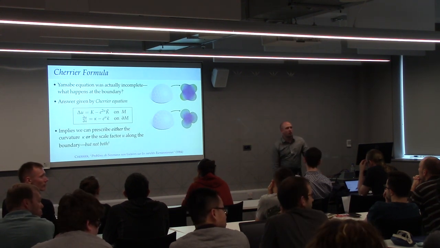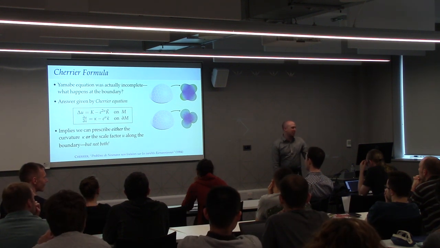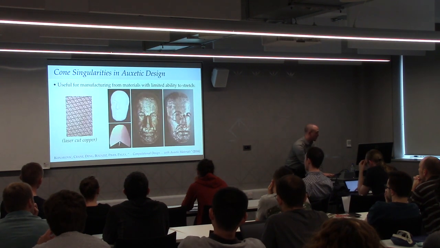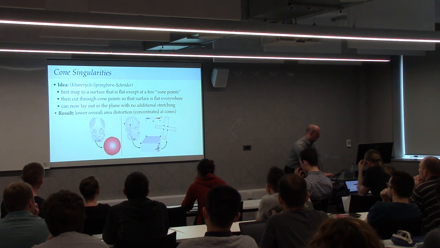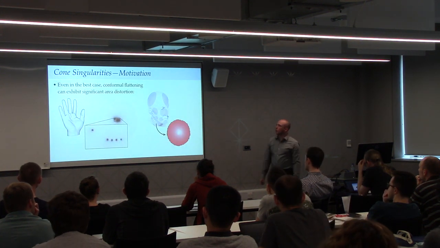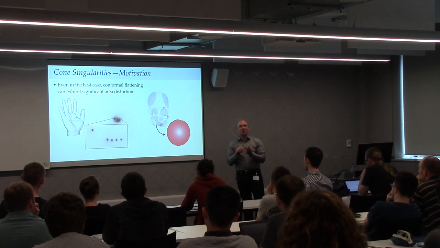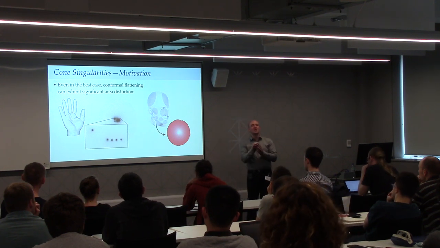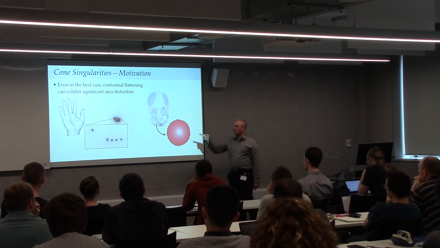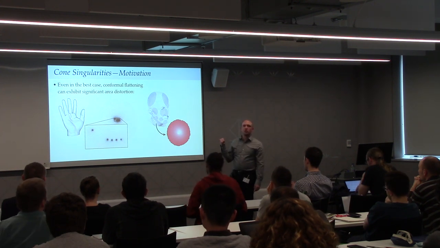Yes. This is a great question, though. It's a terrific question. And actually, this is a great question because it's an open question. So for this hand, where would I put cone singularities such that I get the least area distortion? Well, you might have some intuition. There should probably be some cone singularities for each finger. Each finger is causing me trouble, so I should probably have some cones on the tips of the fingers. But where exactly? How many? What configuration? This is an open question. Where do you place cone singularities such that you get minimal area distortion?